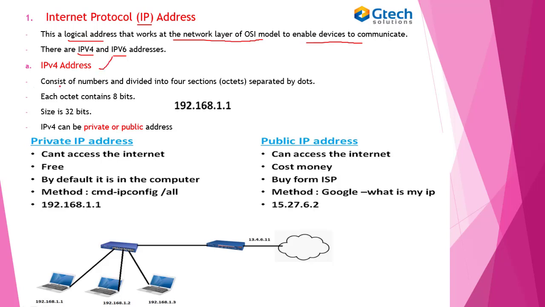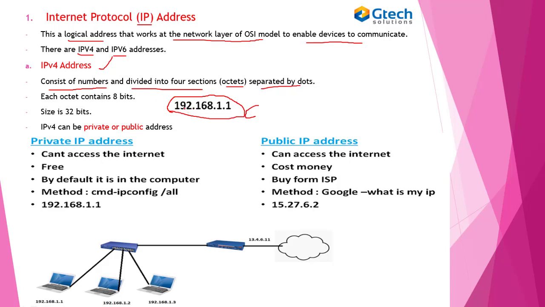IP address version 4 consists of numbers divided into 4 sections called octets, and these octets are separated by dots. This one is an example of an IP address. This one is a Class C address. We will look at classes in our next topic, so don't worry about them now. So this is an example of an IPv4 address.